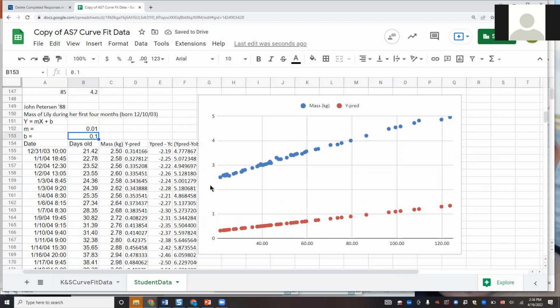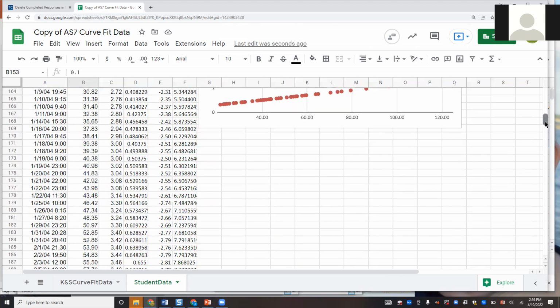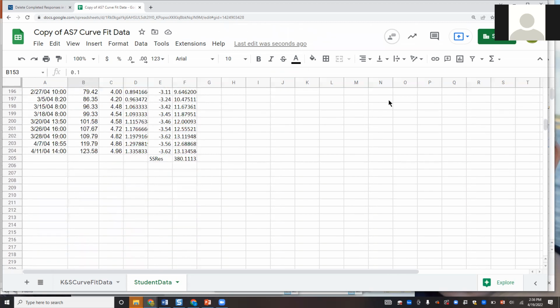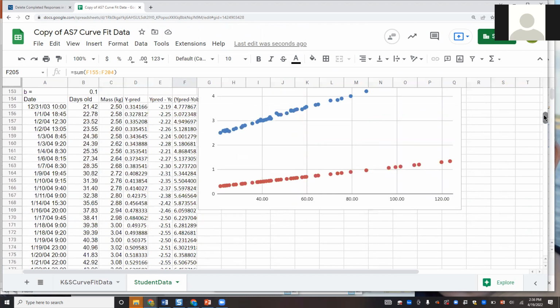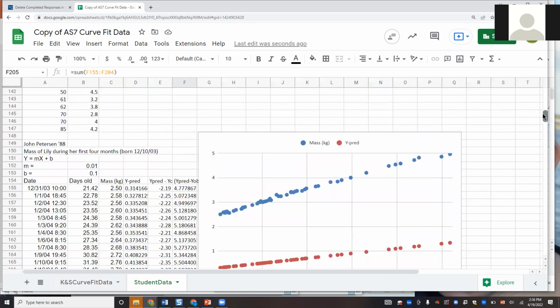I'm going to give you a minute to play with these values. We're doing a little fun contest here because I want to see who can mess with those values and get the lowest sum of the square of the residuals. Right now I have a pretty terrible sum of the square of the residuals. It's 380, but it's a heck of a lot better than it was. You've got one minute to play with those values and see what you can get as the lowest sum of the square of the residuals.